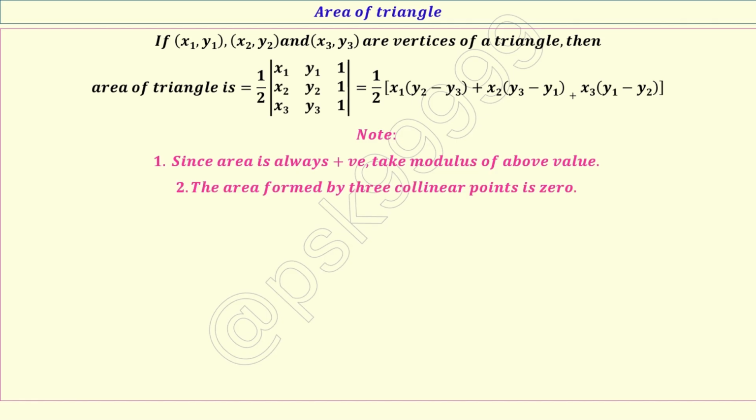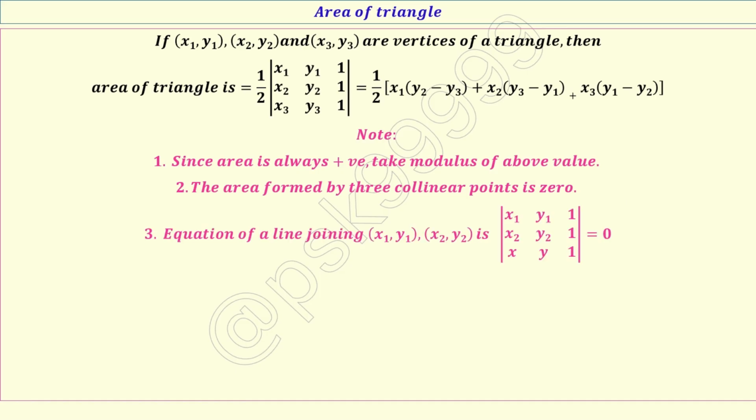Okay, area formed by three collinear points is 0. So in case you take the determinant and find that the area is 0, that means those 3 points are collinear. Now the equation of the line joining x1, y1 and x2, y2 is the determinant of x1 y1 1, x2 y2 1, x y 1. What does this mean? I am assuming xy is another point on the same line. So the determinant of three points on the same line, collinear points, is 0. Now from this expression I can get my equation of the line, because x and y are variables, so you will get the equation of the line.